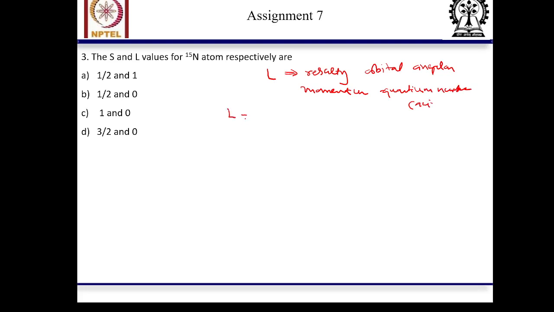So your L is nothing but L1 plus L2 plus L3 plus L4 and so on. If L has the value 0, it is called S. If it has 1, it is called P. If it has 2, D; 3, F; 4, G; 5, H. Like that we have. These are called spectroscopic terms.